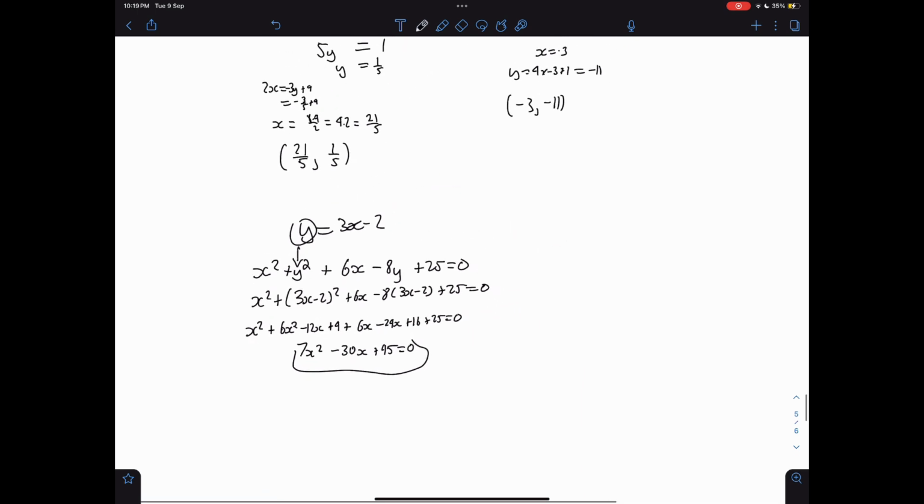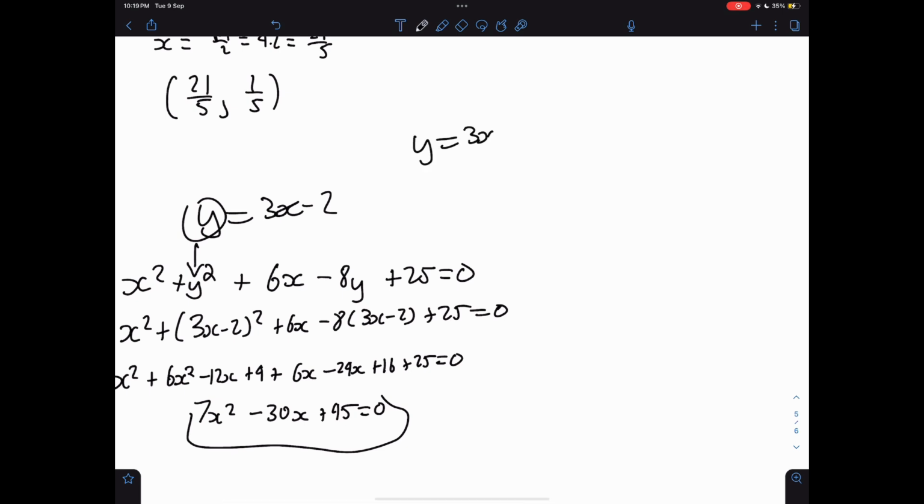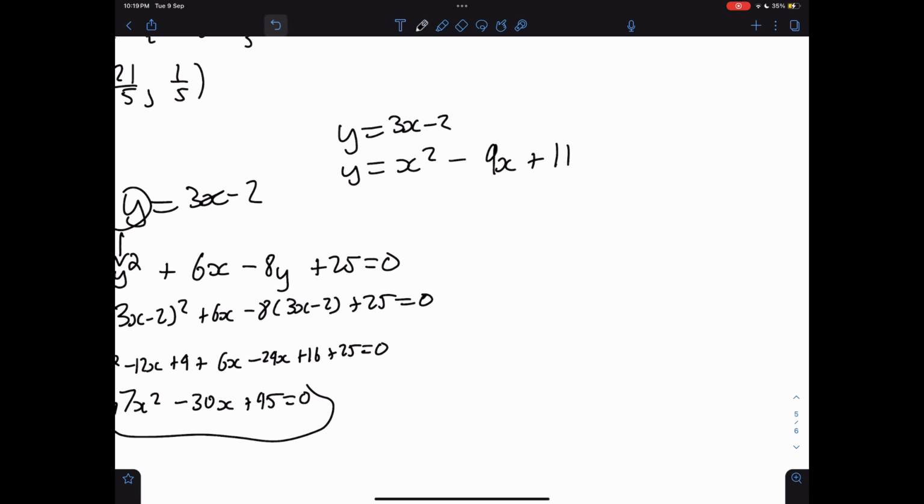And it may even be simpler than that. So if you had y equals 3x minus 2 and y equals x squared minus 9x plus 11, you'd set them equal to each other. x squared minus 9x plus 11 equals 3x minus 2. Then you'd solve. And again, I don't know if that factorizes or not. But you'd solve that, get your two possible x values, put them back into y, and then give two points of intersection.